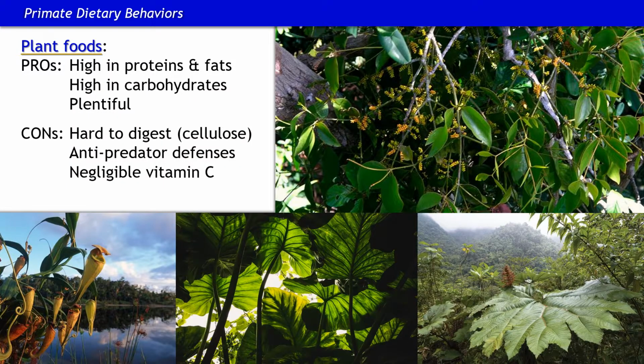Plant foods. What are the pros and cons of leaves? Well, they are high in proteins and fats, high in carbohydrates, and they are plentiful. Cons: they're hard to digest. They have that thick, rough cellulose. They have anti-predator defenses, believe it or not: toxins, secondary compounds like strychnine and arsenic. And they are negligible in vitamin C, so the diet has to be supplemented with vitamin C sources.